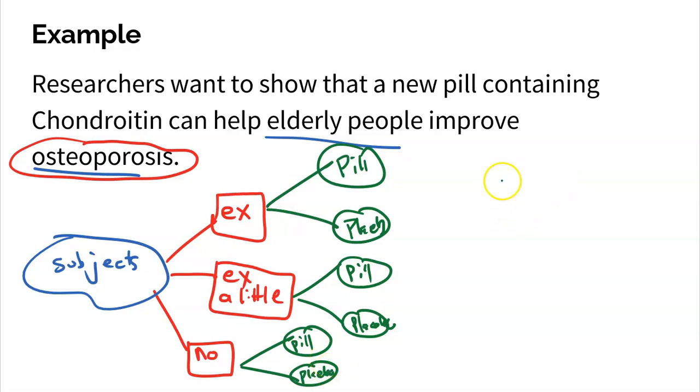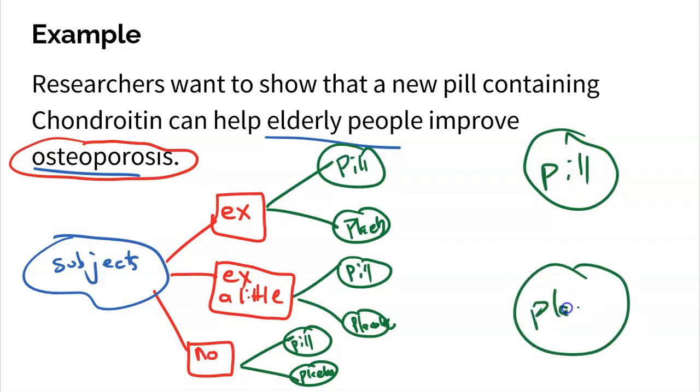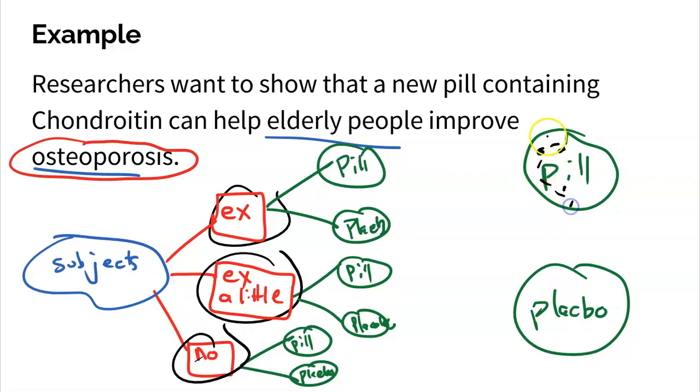Okay? So now, at the end of the day, I have 2 treatment groups. I still have 2 groups. I got a group getting my pill. I got a group getting the placebo. But because I blocked first, I'm guaranteeing that this pill group has some that exercise a little, and some that don't exercise at all. I'm guaranteeing all different types in this group, and same thing with the placebo group. So blocking ensures that that variable is split up.